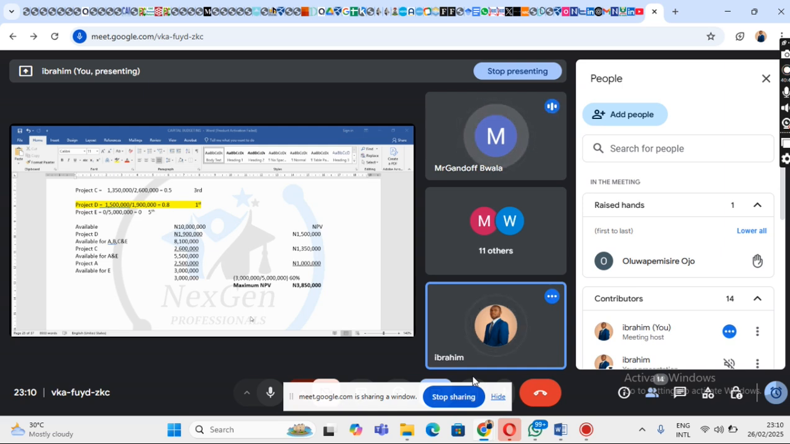Do you understand? If they didn't mention that, we assume it is divisible. Yes, it is divisible. We move on. In as much as it is strategic and you shall undertake it, you undertake 60%. My brother, you are good. Okay, thank you. Oluwapemisire.